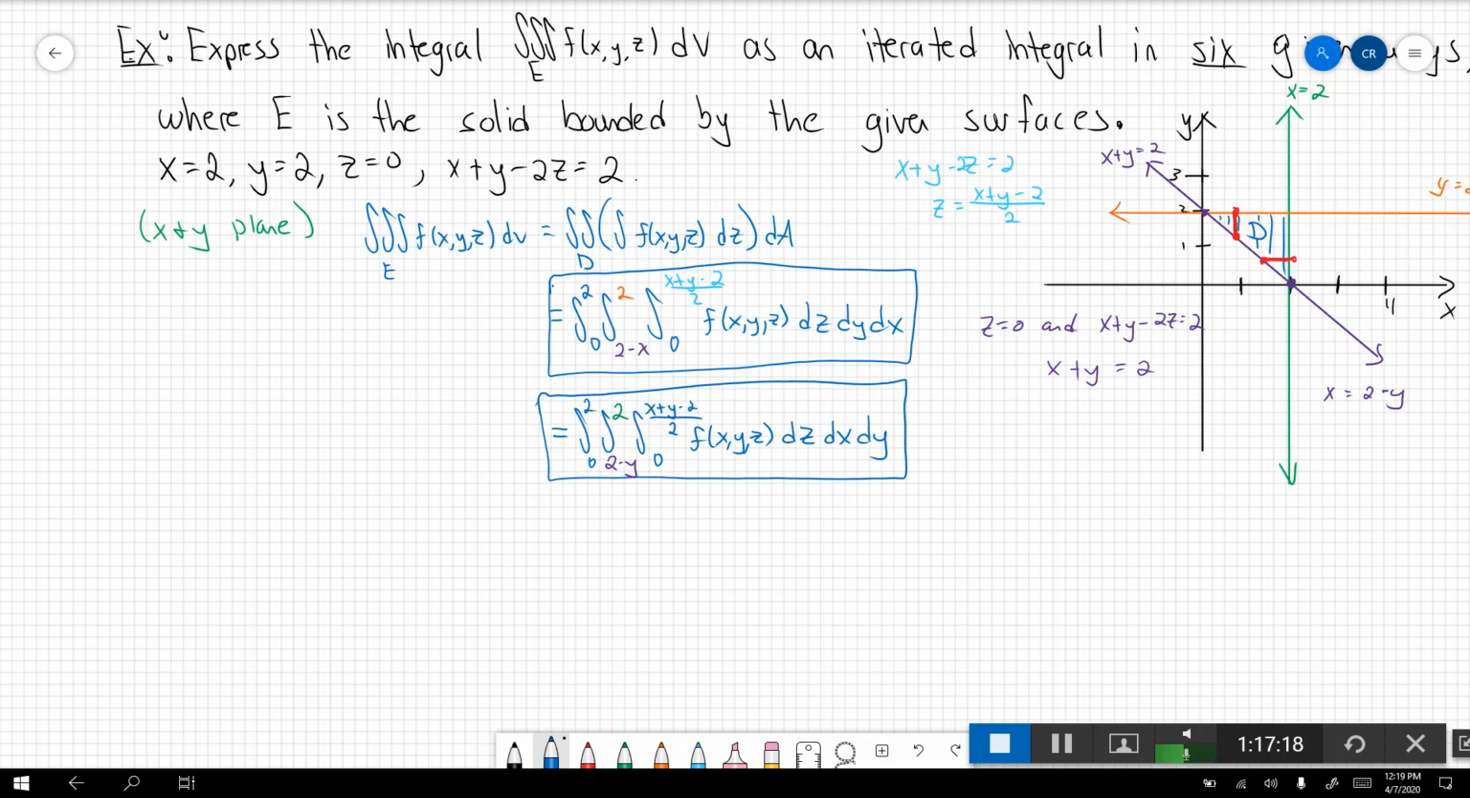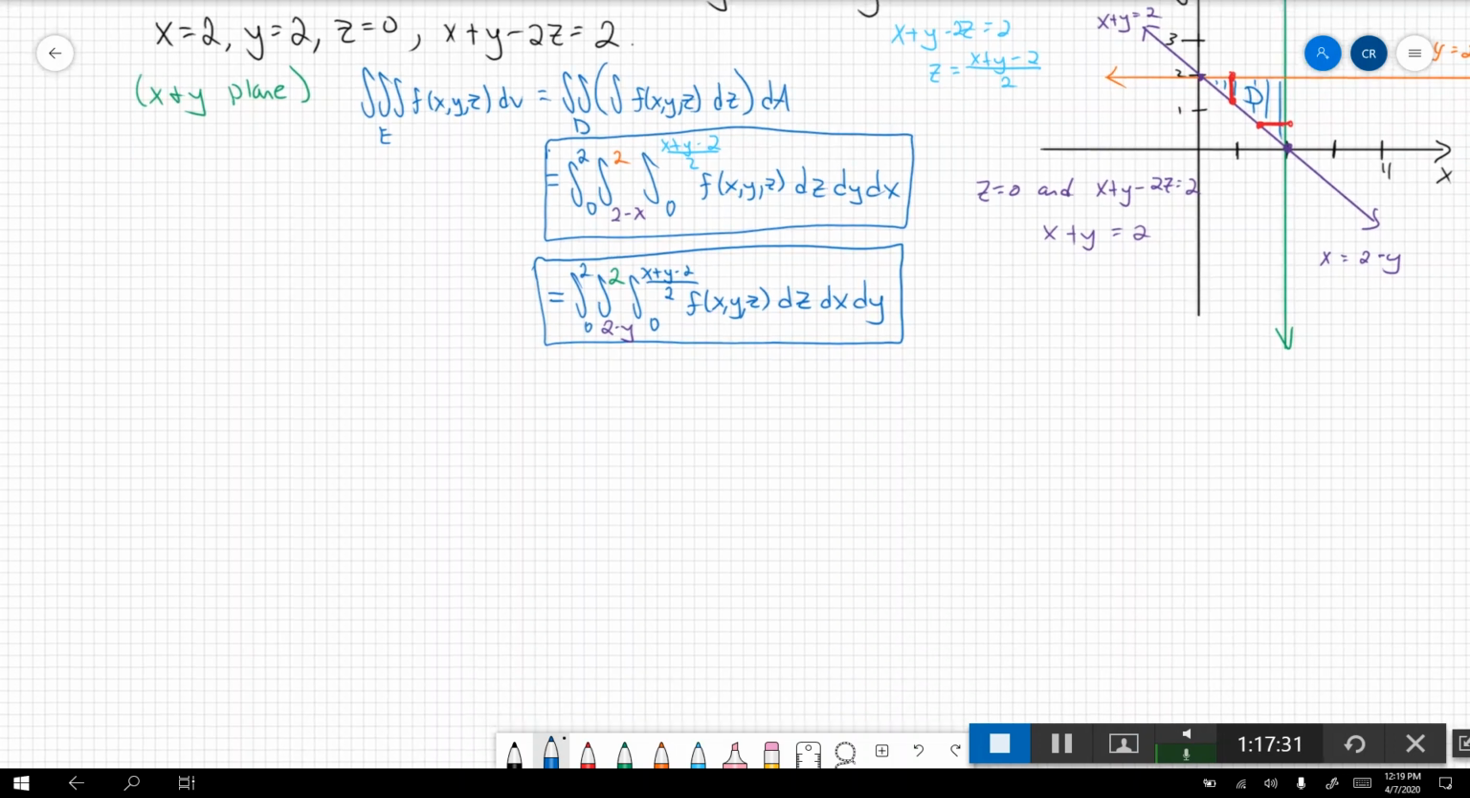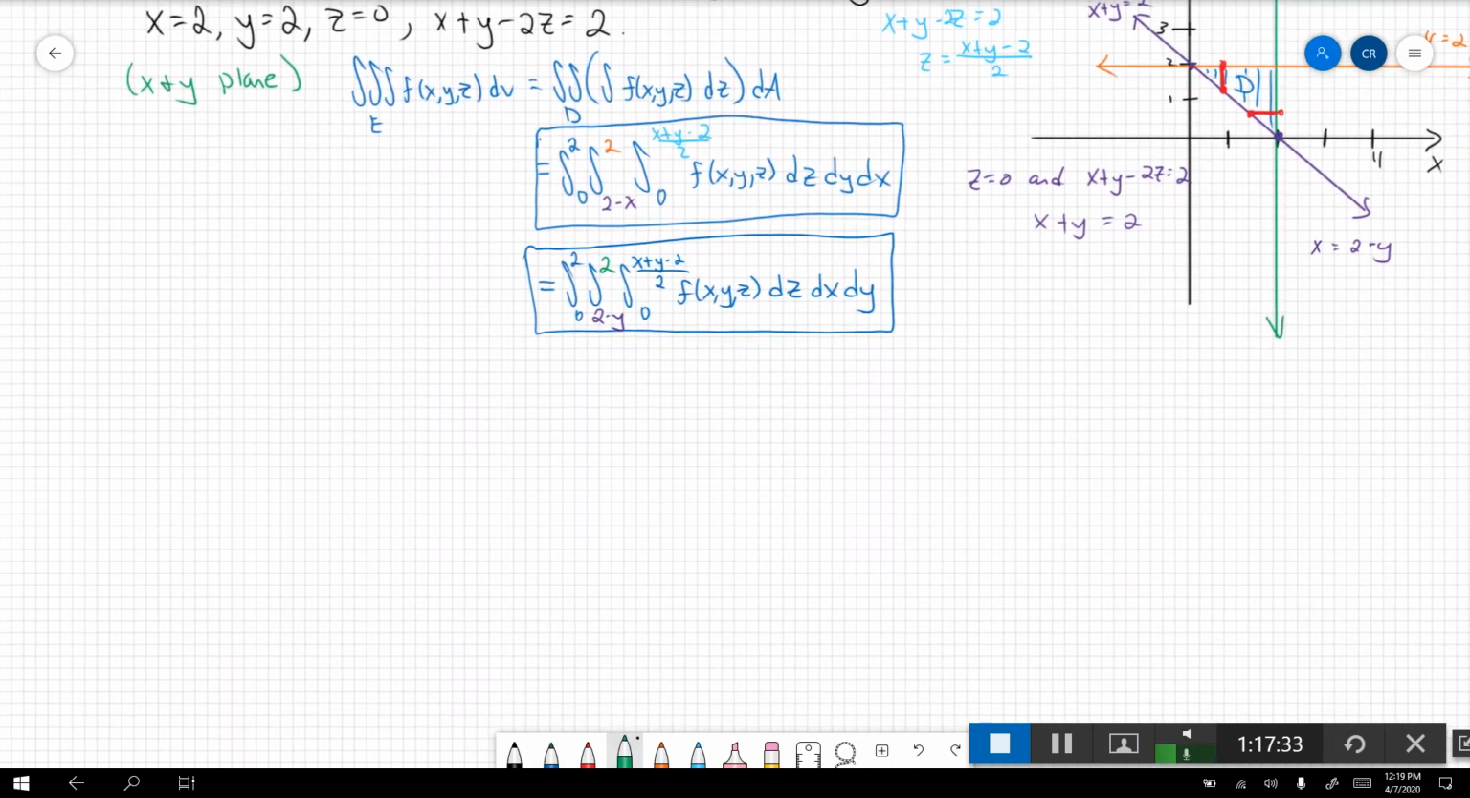So as you've seen so far, that one triple integral has two different representations. We need to work on a third representation, and that means we now have to choose a different domain. That was x and y, so let's choose a domain of, let's say, yz. So the y and z plane.